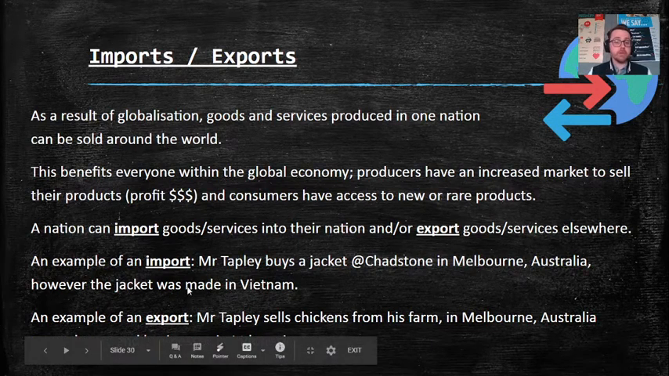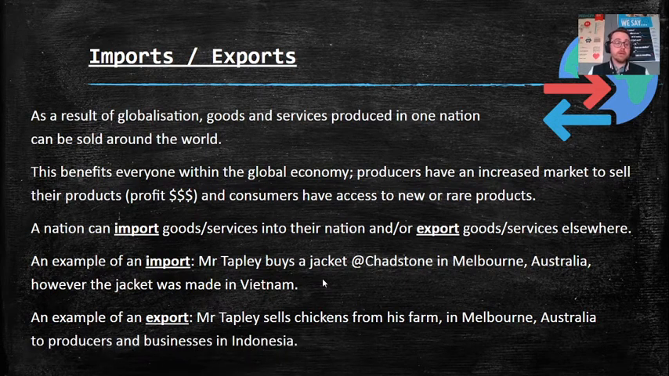So, an example of an import. Let's say Mr. Tapley buys a jacket at Chadstone in Melbourne, Australia. However, the jacket was made in Vietnam. So the jacket has been made elsewhere and it's been imported, it's been brought into this country. So that's an import. An example of an export. If Mr. Tapley, Old Farmer Tapley, sells his chickens in Melbourne, Australia, to producers and businesses in Indonesia, that means I'm exporting something. Those chickens are an export to a different country, to Indonesia. So that's the difference between an import and an export. It's important you understand that difference because we'll be talking about those two terms throughout this lesson.